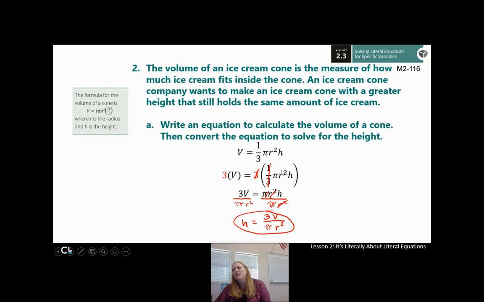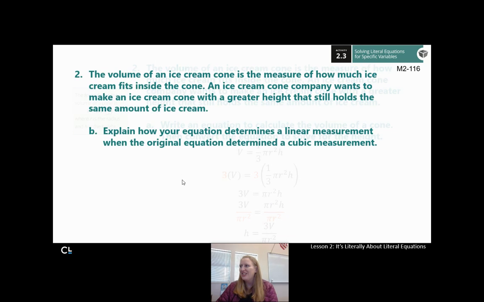It felt a little weirder because of the fraction, but really we just multiplied by its reciprocal, and once it went away, this was no problem. Now we're going to use this equation. Are you ready? We're going to use this lovely equation that we just came up with to talk about a few things.